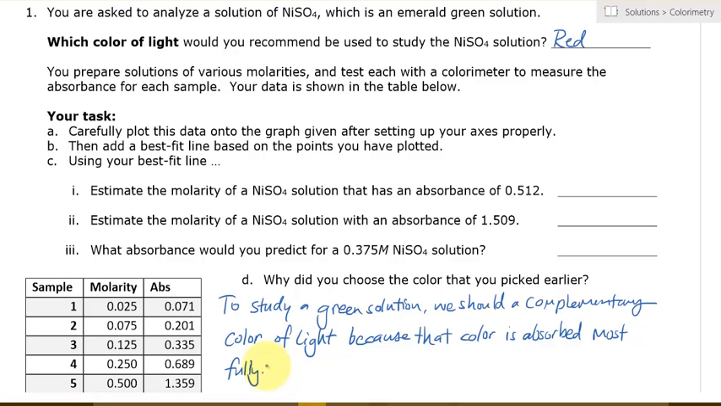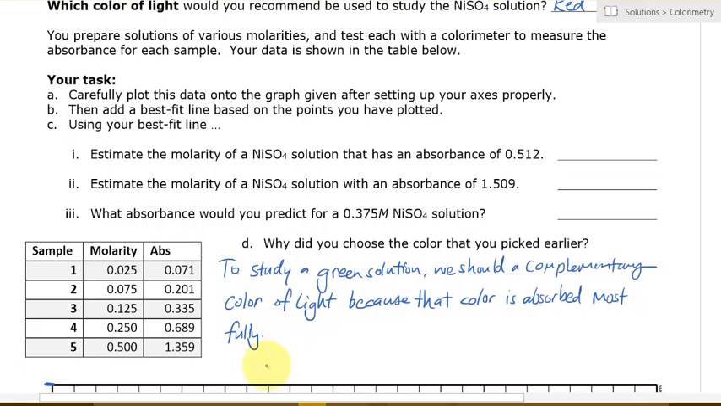The instructions say that you prepare solutions of various molarities. You test each solution with a colorimeter to measure the absorbance for each sample. That's what we did in the first video. So if you haven't seen that technique done or the introduction, you need to get back and watch that first video so you understand what this is talking about.